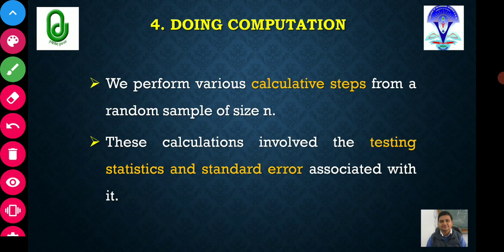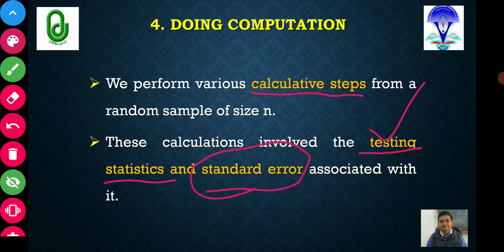Now after setting the test criteria, you have to compute. So we perform various calculation steps. What are those steps? This calculation involves the test statistic, that is, a calculation based on a certain formula and then the standard error associated with it. So we have to find two things. One is the parameter that we want to estimate, calculated based on the formula, and then the standard error associated with it. This is the procedure of computation.